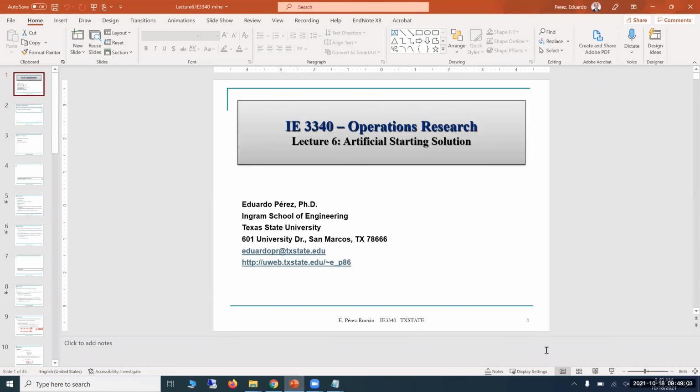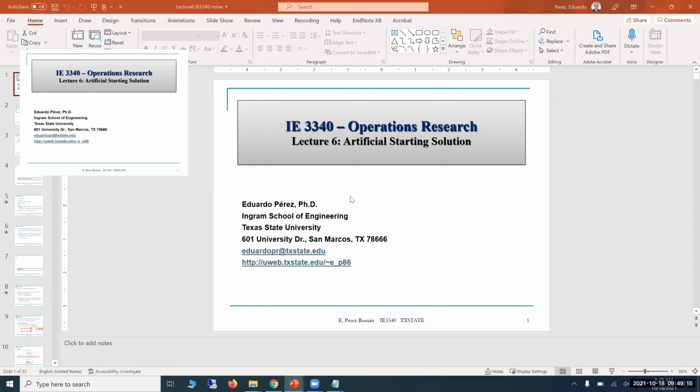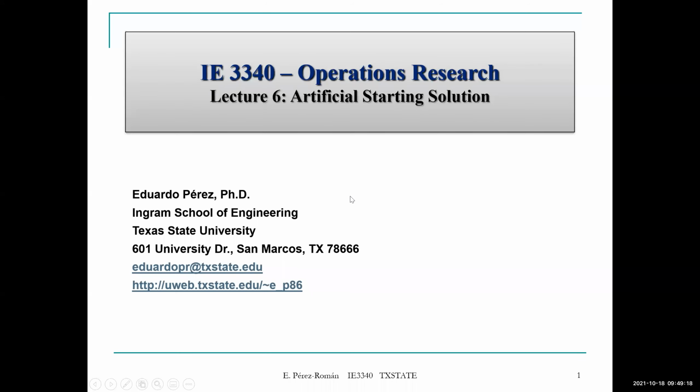We started the discussion on the artificial starting solution. Last week, we presented the M method as one of the strategies for finding an initial solution for a problem that has constraints, the type of constraints in which you have an equality from the beginning, or a greater or equal to constraint. So those problems will not be solved easily.